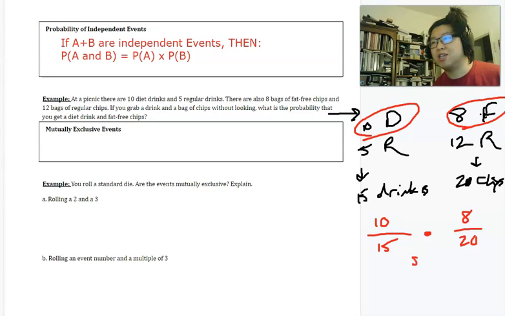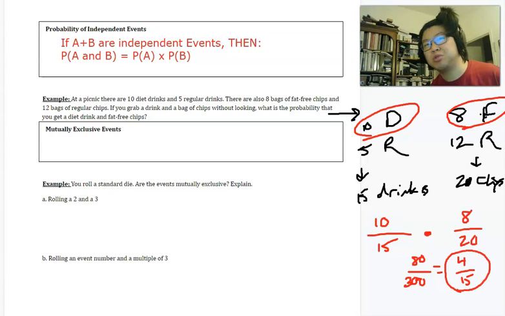10 times 8 is 80. 15 times 20 is 300. And so this would be your answer. Of course, you want to make it a little nicer looking, maybe simplify it a little bit. This should actually be 4 over 15, which you can get by dividing both sides by 20. Or you could just do cross canceling. But this is the probability at the end.